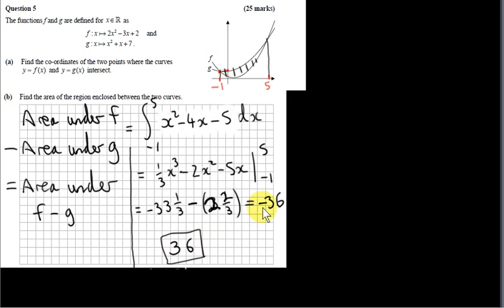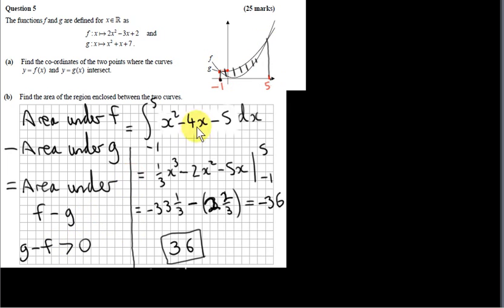The reason it came out negative is because what I should have done was not f minus g, but I should have worked out g minus f. Because g is actually the curve that is above f. I misread this. I thought f was above g, but it's not. G is above f for all values of x between minus 1 and 5. G is greater than f. So g minus f would come out to be positive.